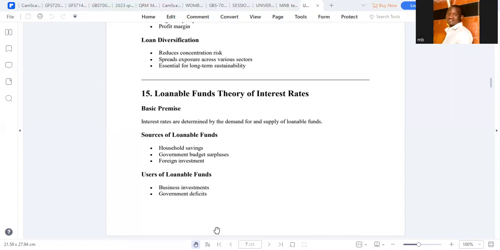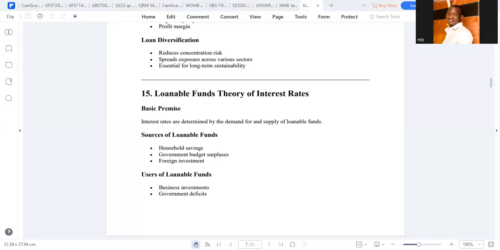So government may issue bonds, and the proceeds from these bonds will contribute to a pool of funds available for lending. Foreign investments: when foreigners come here, they contribute to the supply of loanable funds. This includes foreign direct investment and foreign portfolio investments. And when foreign investors or countries lend money or make investments in our country, they will increase the supply of funds available for what? For borrowing. So what are some of the uses of loanable funds?